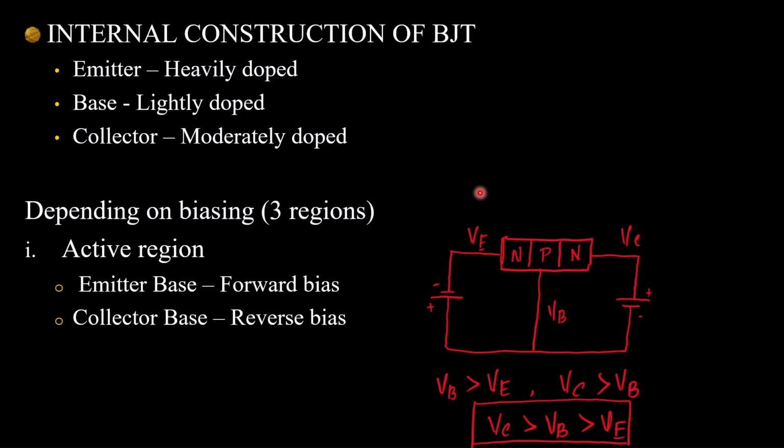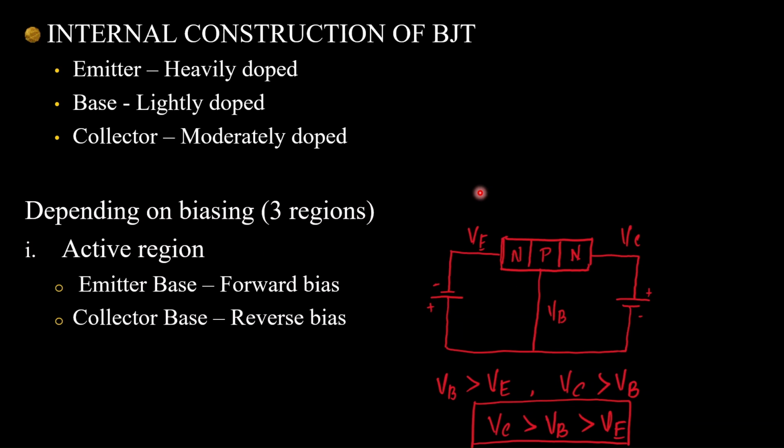Alright, now the internal construction of BJT. Depending on the doping levels, each region is different. One is the emitter region. The emitter is heavily doped. It is used to inject the carriers. The next is the base. The base is lightly doped and it is very thin. And the collector is moderately doped to collect the carriers. So this arrangement basically allows efficient current amplification.